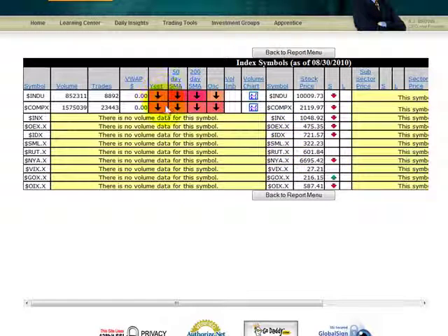Volume is way down compared to Friday, and Friday it was way down as well. Short duration trend's bearish, except for with the small caps. Long duration trend is neutral.